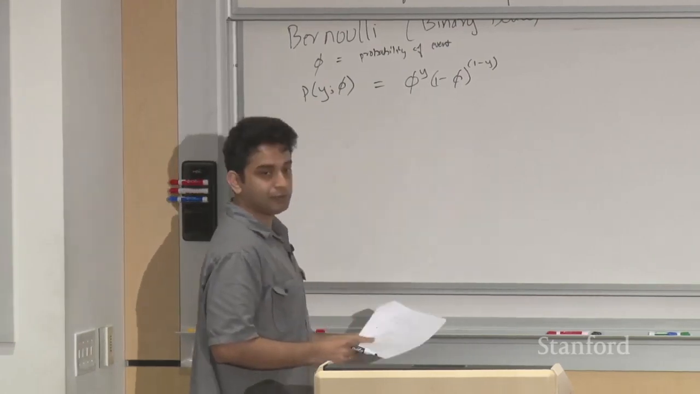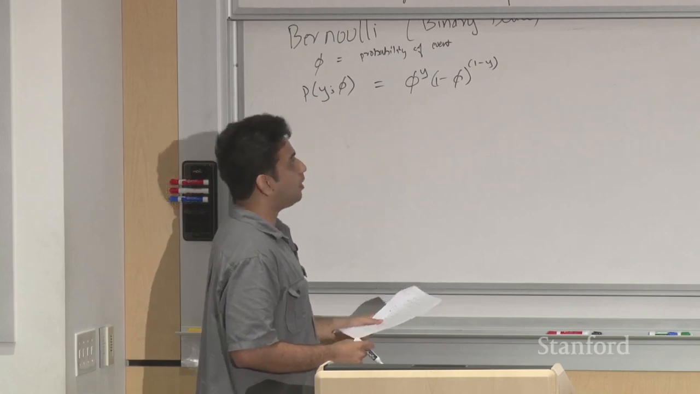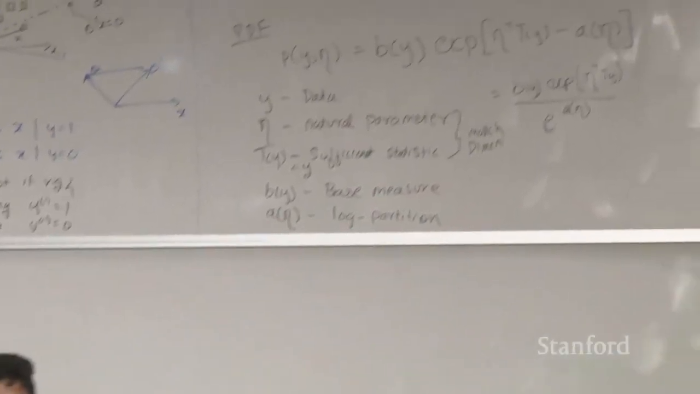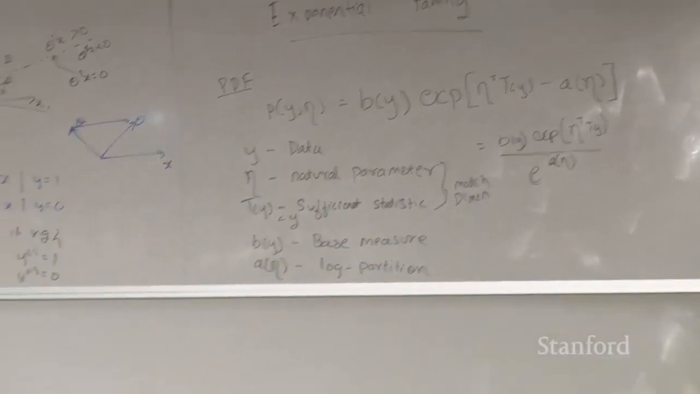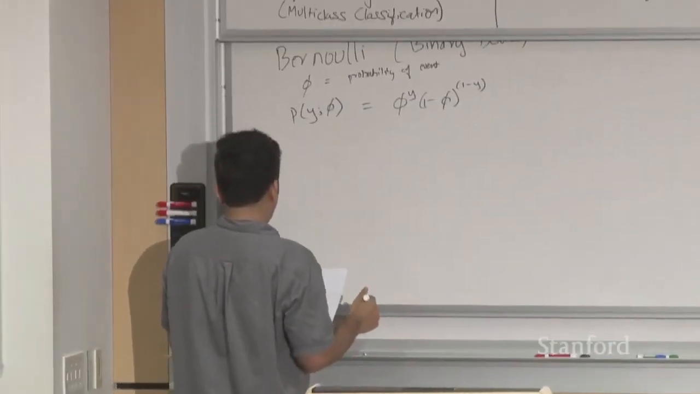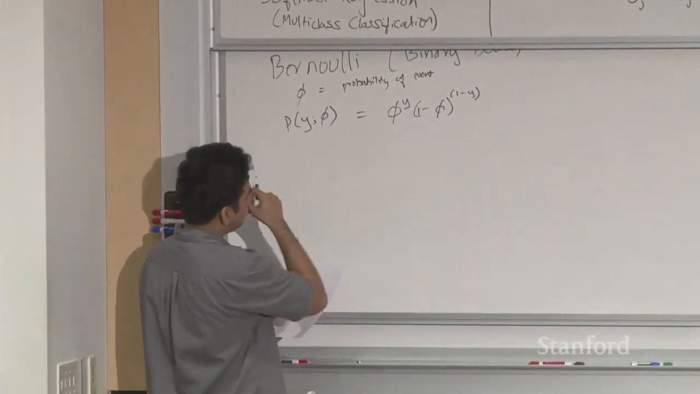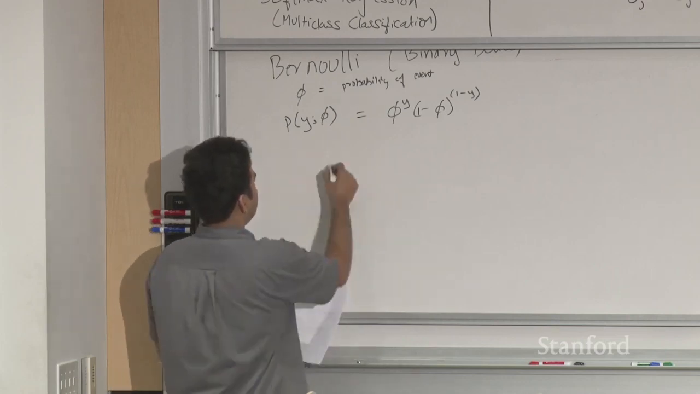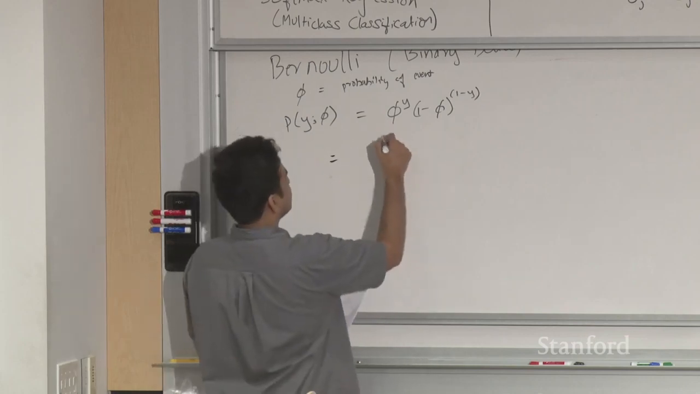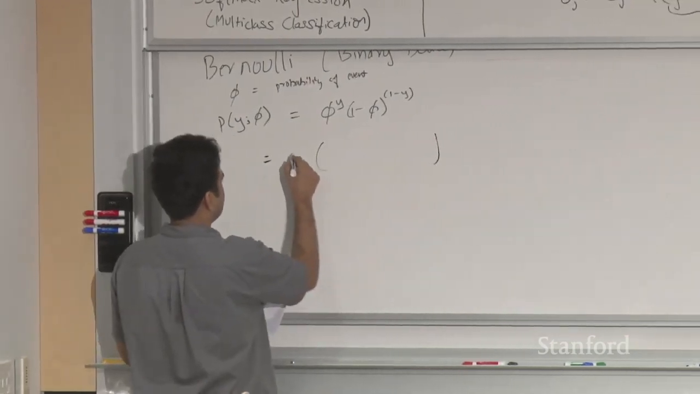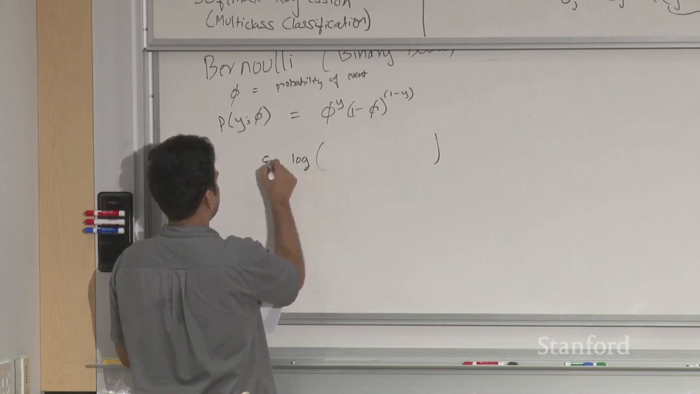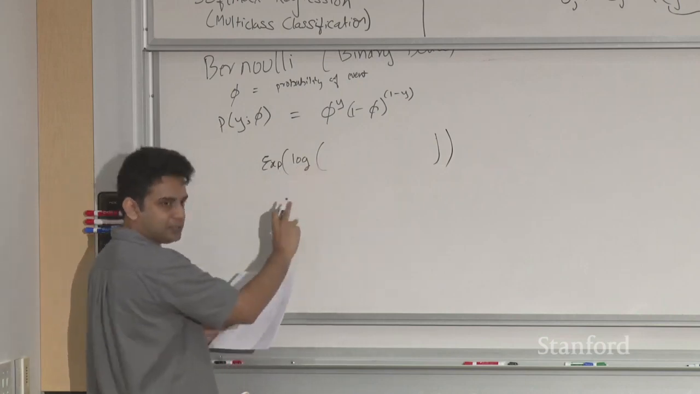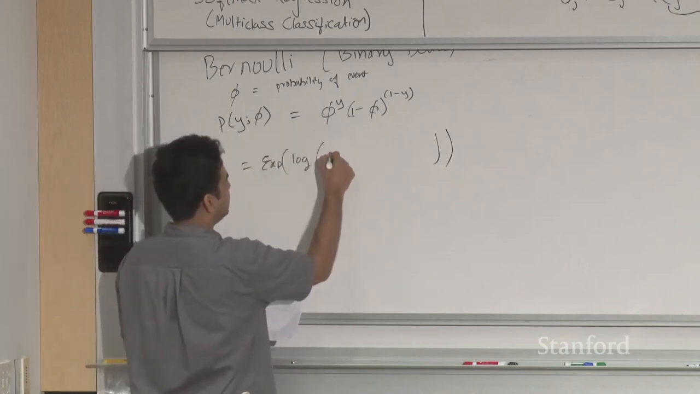So this is the PDF of a Bernoulli, and our goal is to take this form and massage it into that form, and see what the individual T, B, and A turn out to be. Whenever you see a distribution in this form, a common technique is to wrap this with a log and an exp, because these two cancel out, so this is exactly equal to this.